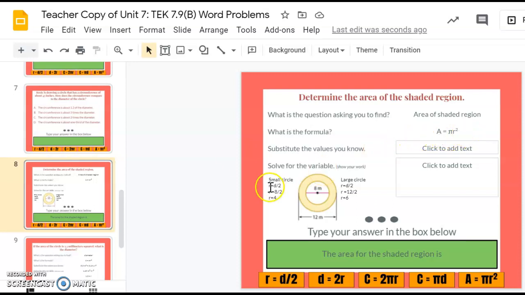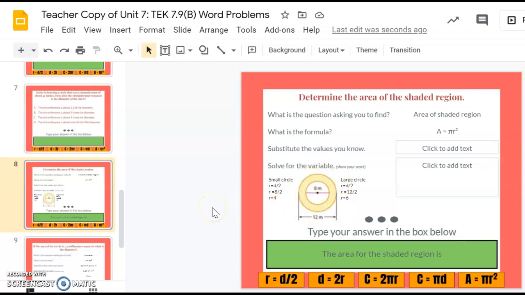We know that we just multiply across. You're going to subtract the area of your small circle and the area of your large circle. That's going to give you this answer right here. Because taking away the small circle from your large circle gives you that shaded region. That's what you're going to do.